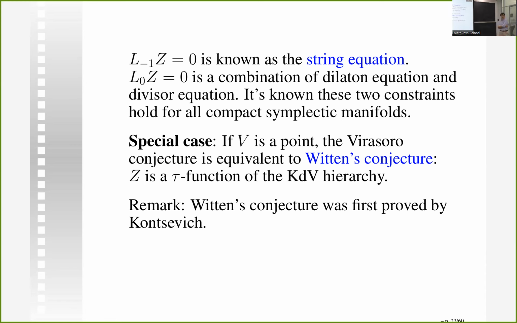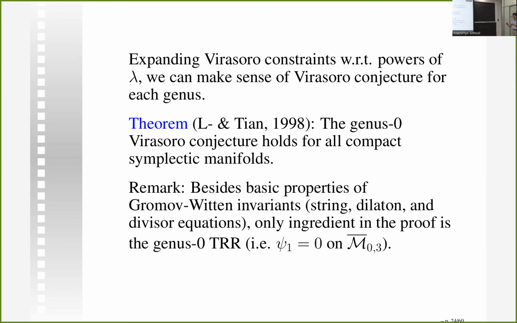So in a special case, if this manifold is just a point, then this Virasoro conjecture turns out to be equivalent to Witten's conjecture, which says that this function Z should be a tau function of the KdV hierarchy. Although Witten's conjecture was first proved by Kontsevich, and later there have been many different proofs. So you can see that the Virasoro conjecture is really a very vast generalization of Witten's conjecture in that sense.